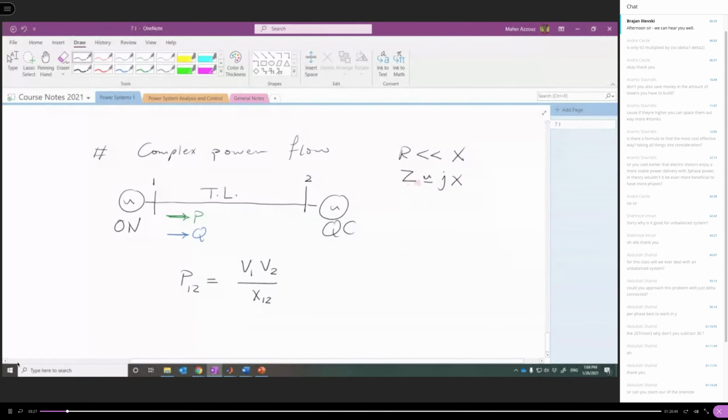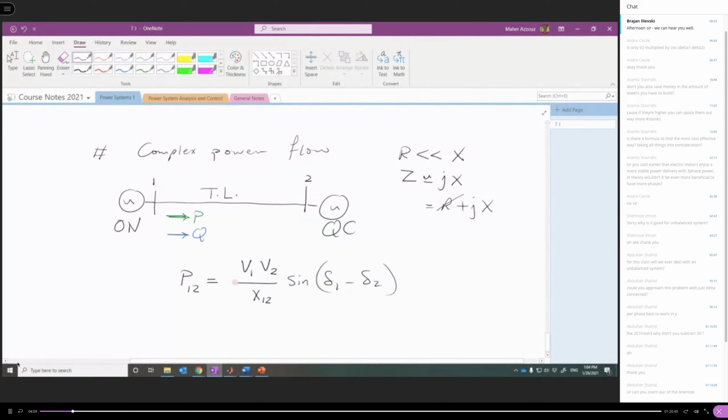The impedance of the transmission line has two components, as we know. It is exactly equal to R plus jX. But if we ignore the resistance, then we can represent the impedance by the reactance. We did this simplification to understand the factors that affect the active and reactive power transfer. So if we ignore the resistance, then the active power from bus 1 to bus 2 is equal to V1 V2 over X12 times sin(delta 1 minus delta 2), where delta 1 and delta 2 are the angles of the voltage.